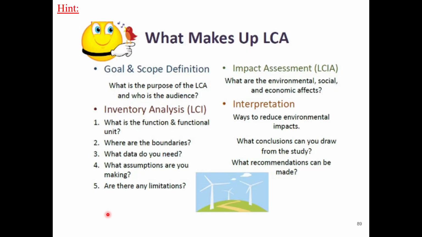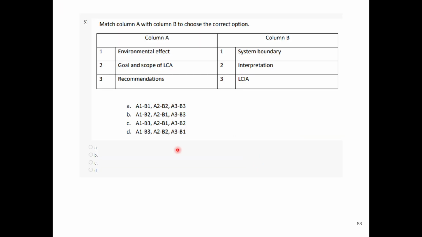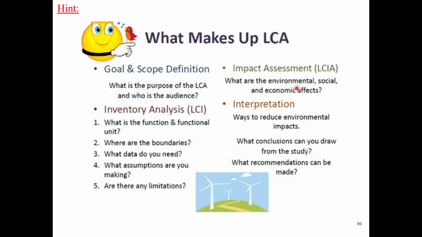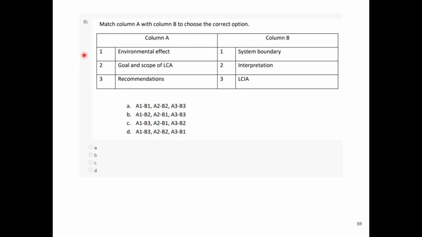If you remember this slide, what makes up LCA? The goal and scope definition. There are three parts inside LCA: one is inventory analysis LCI, one is impact assessment LCIA, and one is interpretation. If you see here, environmental effect basically comes under the impact assessment, LCIA, which covers environmental, social, and economic effects. So A1 will be related to B3. So A1-B3, and out of C and D, one will be the correct option.